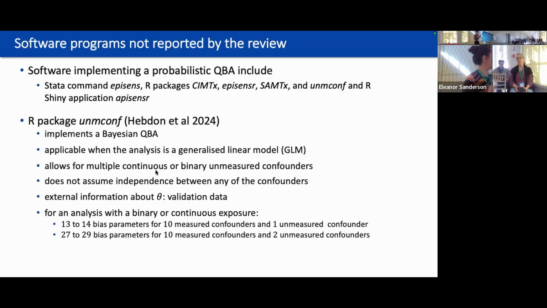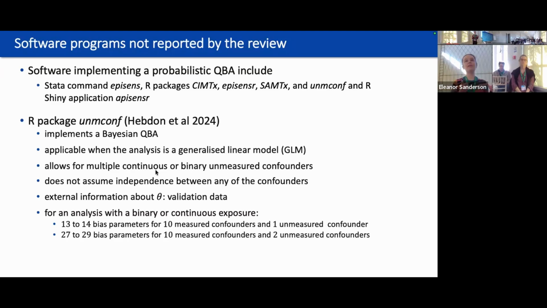We then have the packages Simtix and Samtix, which are applicable for a binary outcome and a categorical exposure. And then we have the package Unconf, which had a paper published on it in 2024. And this really is very flexible. So it implements a Bayesian quantitative bias analysis, and it's applicable when the analysis is a generalized linear model. It allows for 2 unmeasured confounders, which could be binary or continuous. And it doesn't assume independence between the unmeasured confounders and the measured confounders.